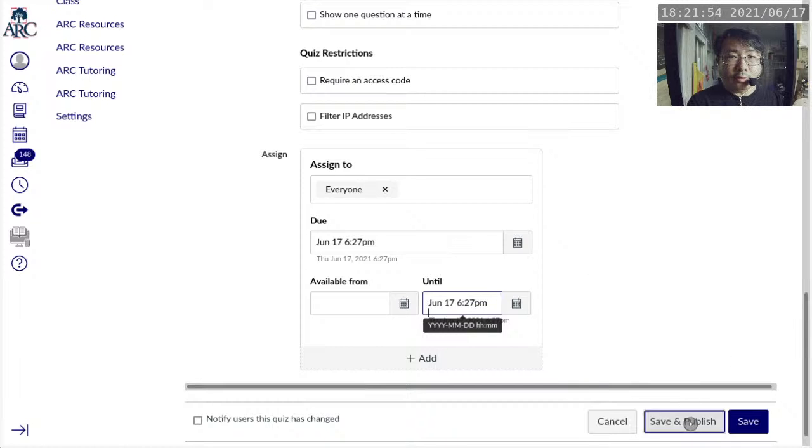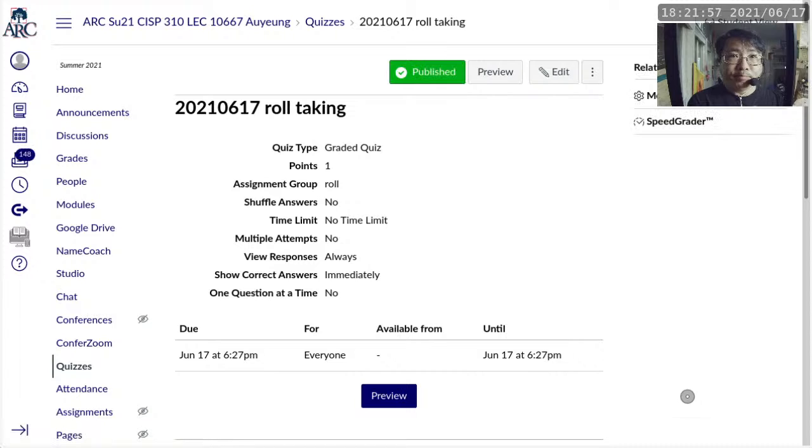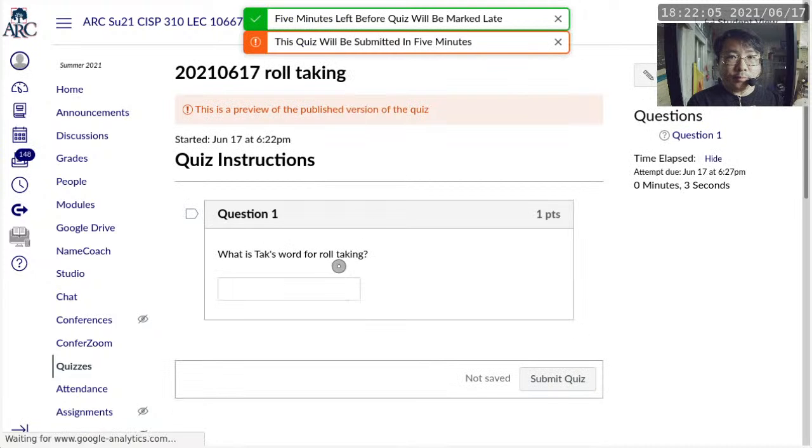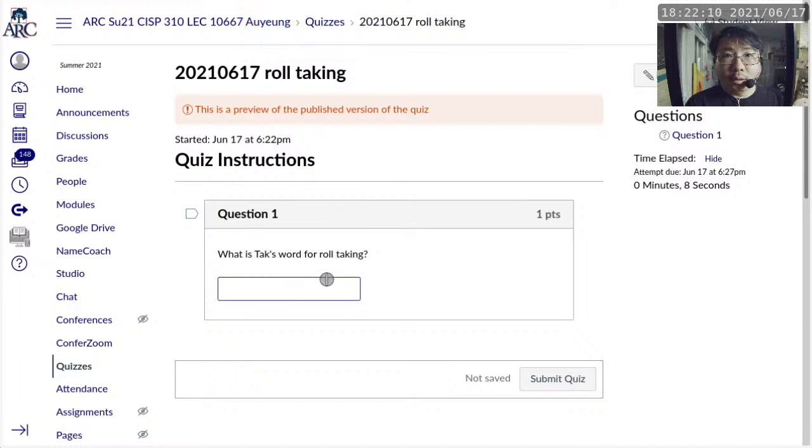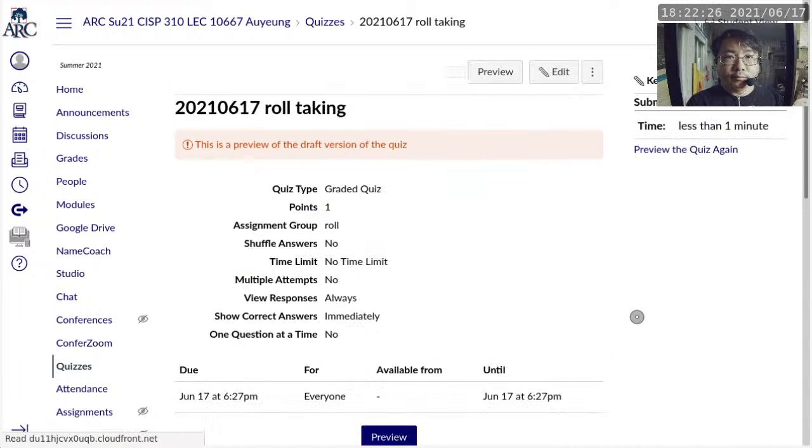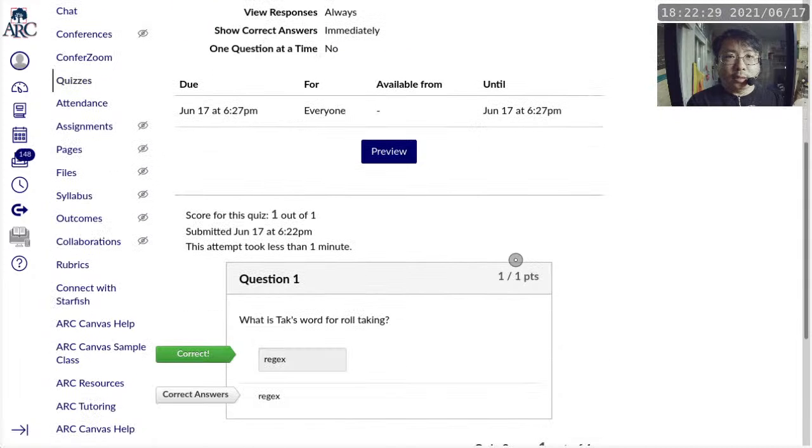Alright, save and publish. So go ahead and participate in the roll taking activity. I'm going to do that too. So I just have to go to preview and, okay. Yeah, it's just warning me that it's going to be automatically submitted in 5 minutes. Alright, it is supposed to be regular expression, regex, or lowercase, and then click submit quiz, and voila, I'm getting 1 out of 1 point. Cool.